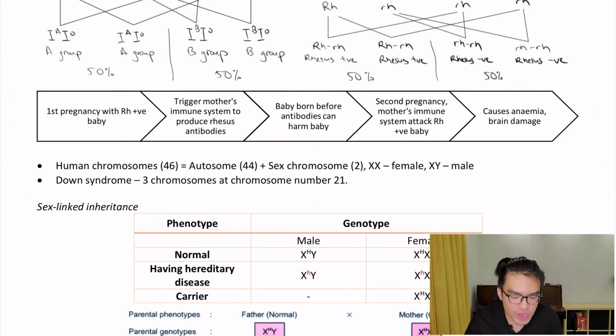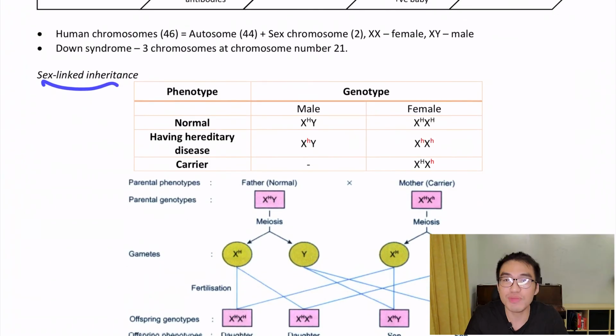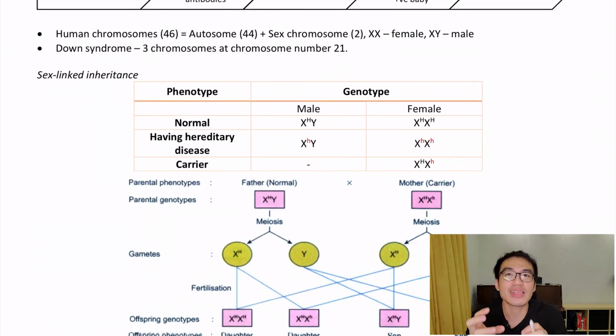Down syndrome is when you have 3 chromosomes at chromosome number 21. This is why Down syndrome is also sometimes called trisomy 21. Tri means 3 chromosomes at chromosome number 21. Next, sex-linked disease means the disease is carried only on the sex chromosome.